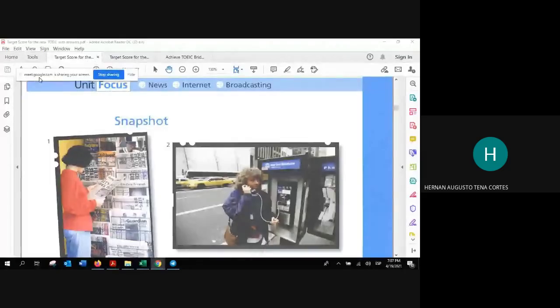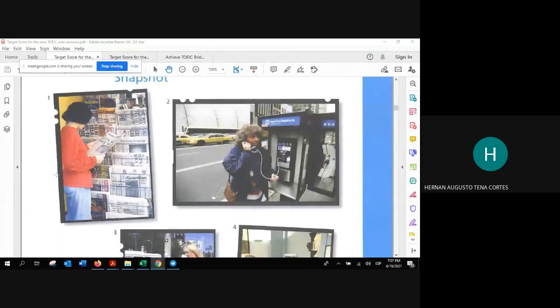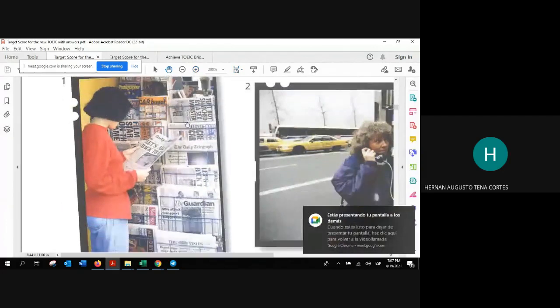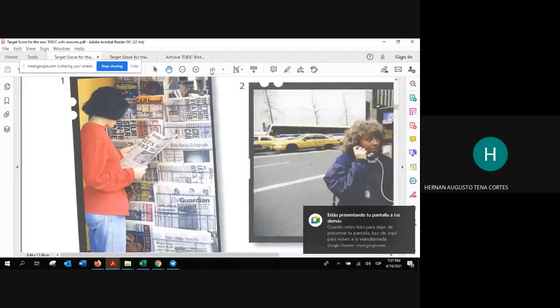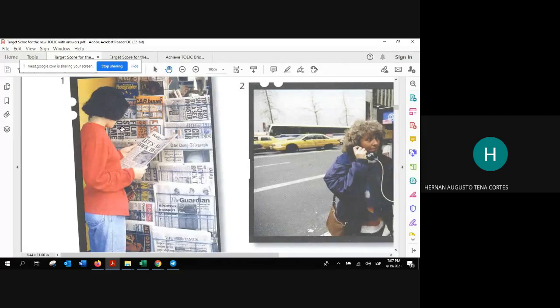Okay, guys, we're going to start today. And I have this activity we're going to do to begin today's class. All right. Now, we have here some pictures. Okay, let's start with the first picture, which is this one here. This is picture number one.